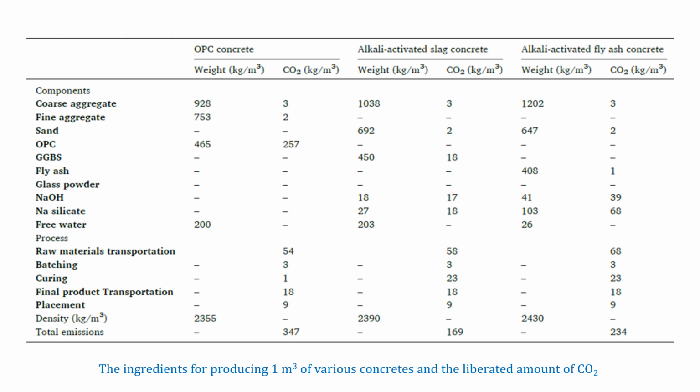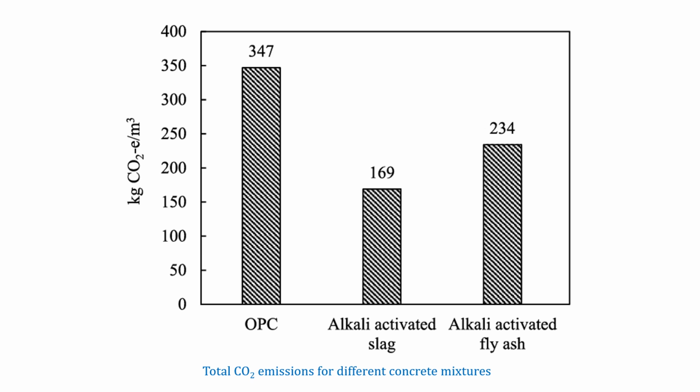This table shows in numbers the difference between ordinary Portland cement, alkali activated slag concrete, and alkali activated fly ash. And we can see the difference in total CO2 emission at the bottom line of the table. The next slide also shows it as bars, where ordinary Portland cement has a much higher CO2 emission production rate when compared to geopolymer concretes.